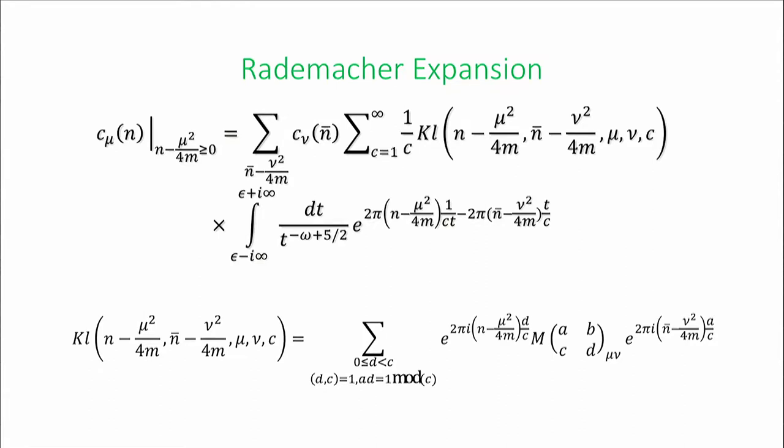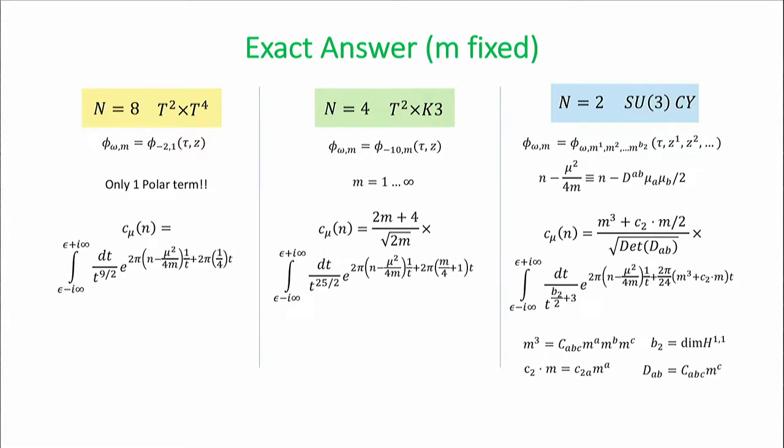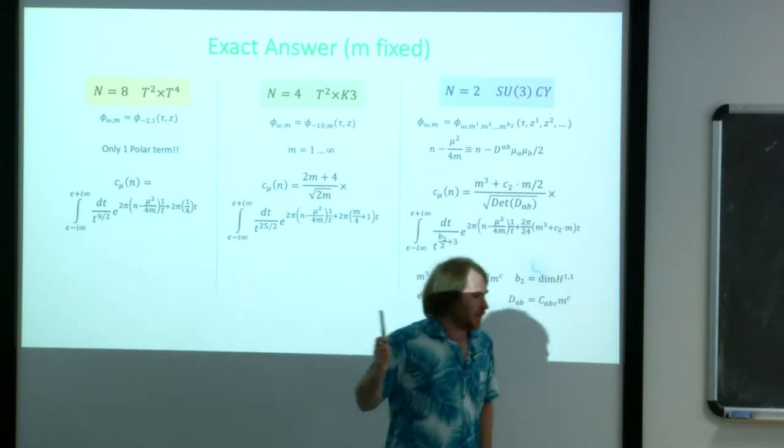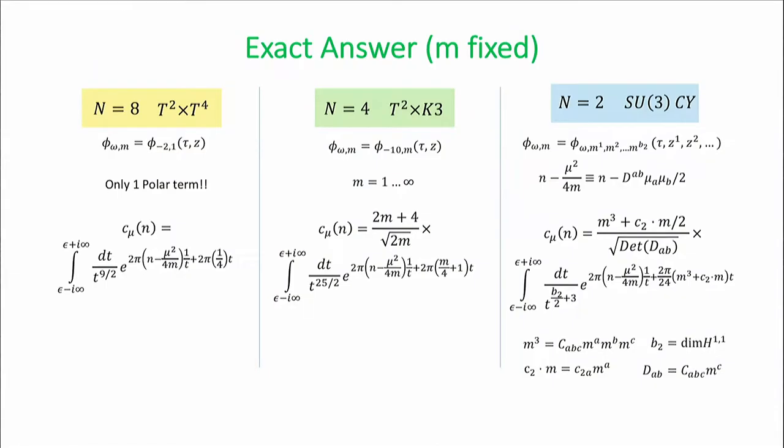Okay. Then I explained that for fixed m and large argument, n minus mu squared over 4m, the degeneracy is well approximated by a Bessel function. But the analysis I did yesterday was pretty general. Once you specify particular examples of black holes in N equals 8 compactifications, like T2 times T4, the Jacobi form is actually pretty simple. It has weight minus 2, index 1, and then you follow all this mechanism, and you find this answer with this number here, 9 over 2.